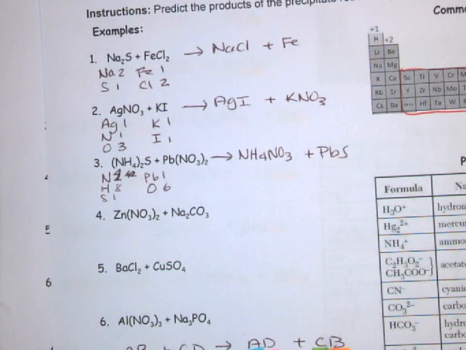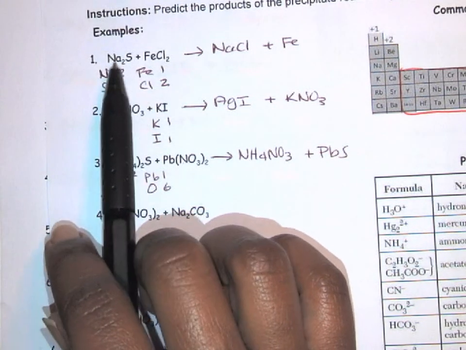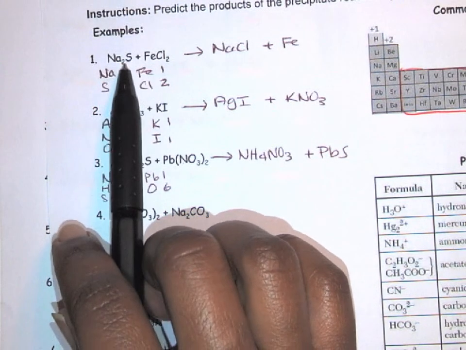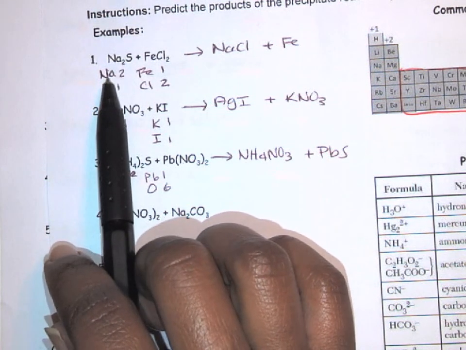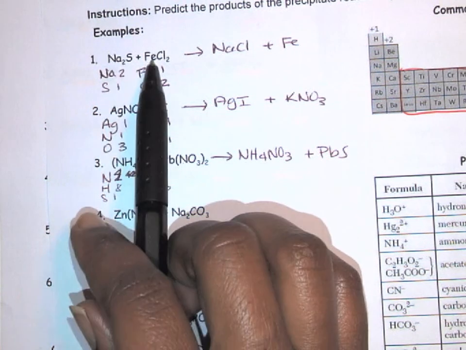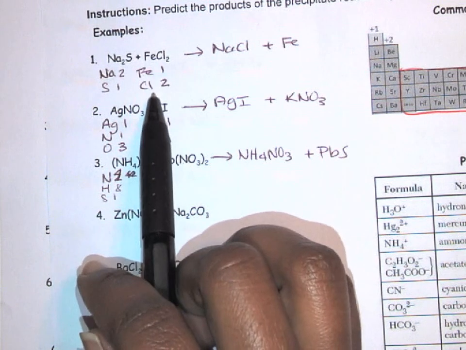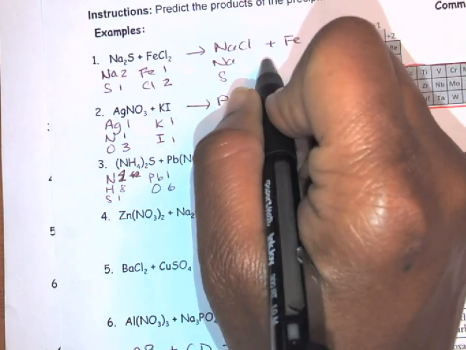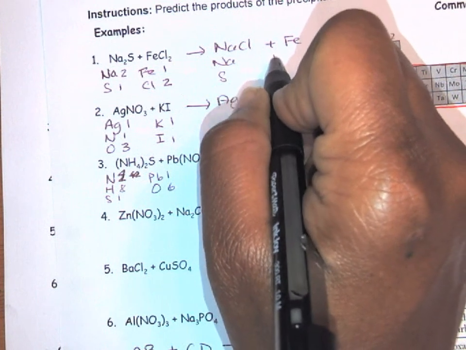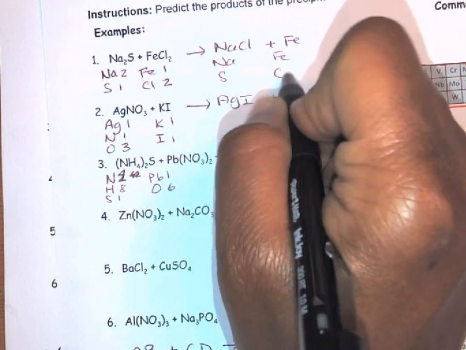Now, in the case of example 1, this is the typical thing that we would see. So we start off with listing the number of each atom. We have sodium, we have 2 of them. For sulfur, we have 1, iron 1, and 2 chlorines. And then we will repeat that on this side, in the same order: sodium, sulfur, iron, and then chlorine.